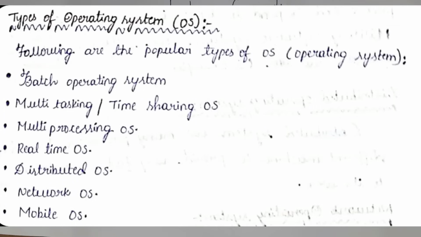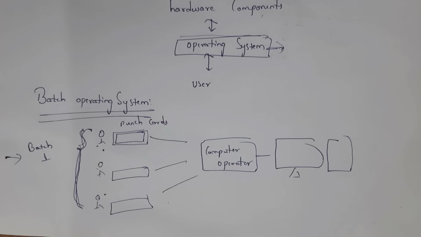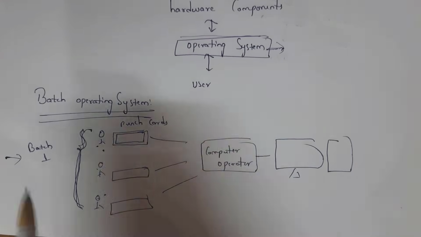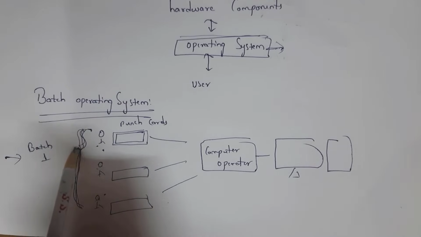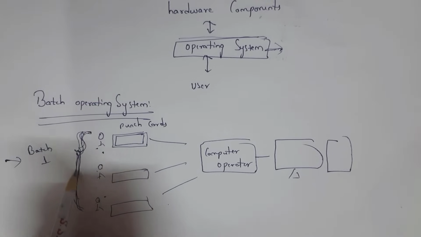These are various types of operating systems. At first I will explain what is a batch operating system. The name itself says batch. Batch means group of people. For example, if there are some users who perform a similar type of job, then the users that perform a similar type of job are grouped into one batch. For example, let us consider 3 users, user 1, user 2 and user 3. These 3 users perform a similar type of job. So these 3 users are grouped into one batch.